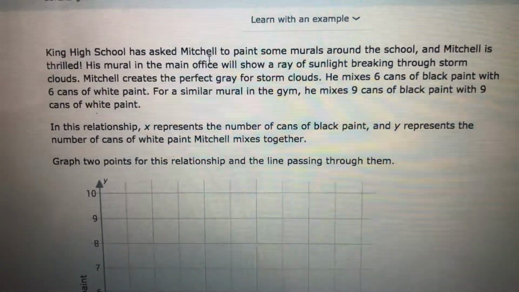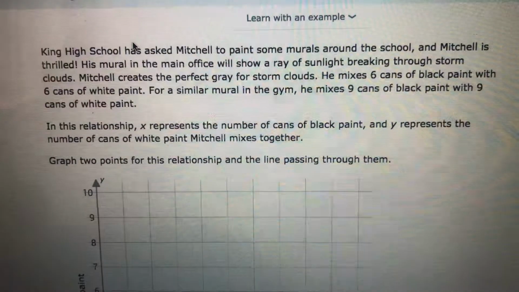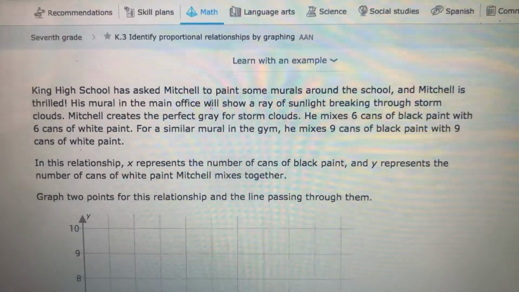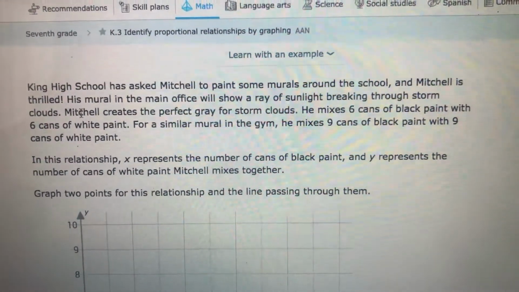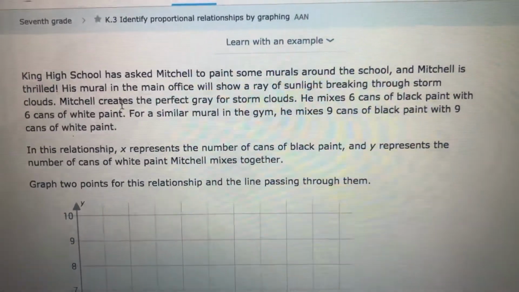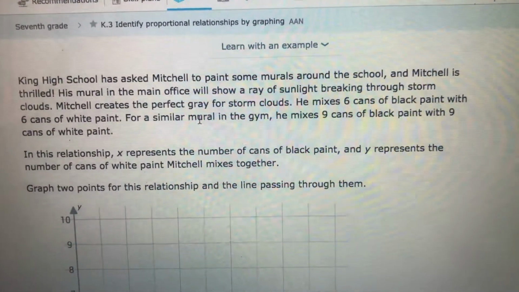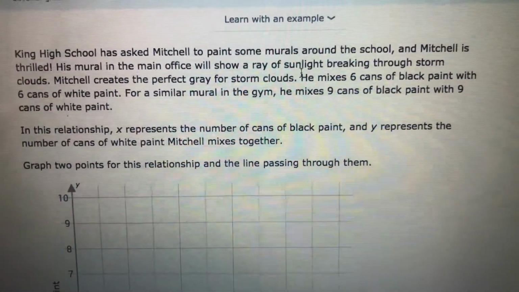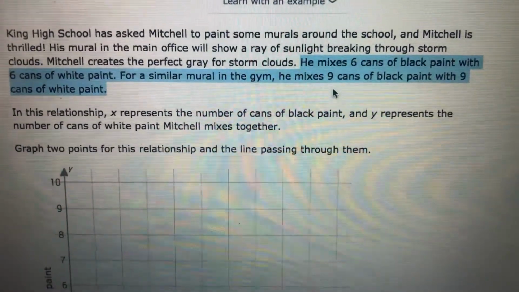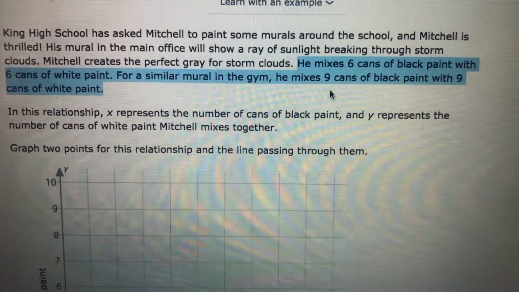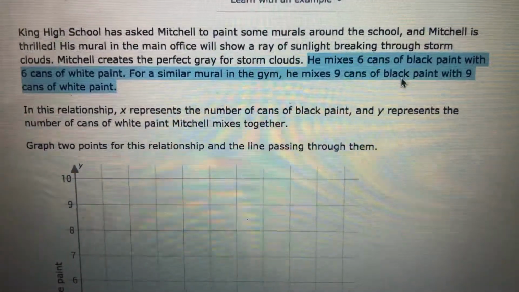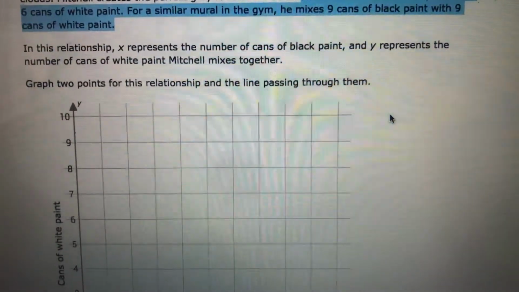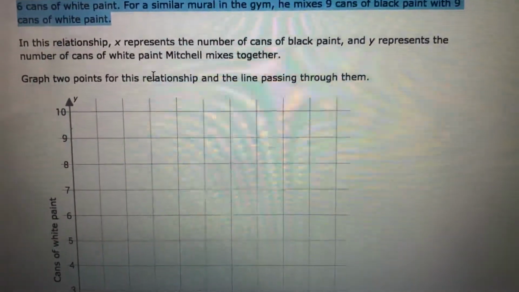It says King High School asked Mitchell to paint some murals around the school, and Mitchell is thrilled. His mural in the main office will show a ray of sunlight breaking through storm clouds. Cool. Great for Mitchell. Mitchell creates the perfect gray for storm clouds. Amazing. So here's where this is very important. He mixes 6 cans of black paint with 6 cans of white paint, and then he does 9 cans of black paint with 9 cans of white paint. So in this relationship, X represents black paint and Y represents white paint.